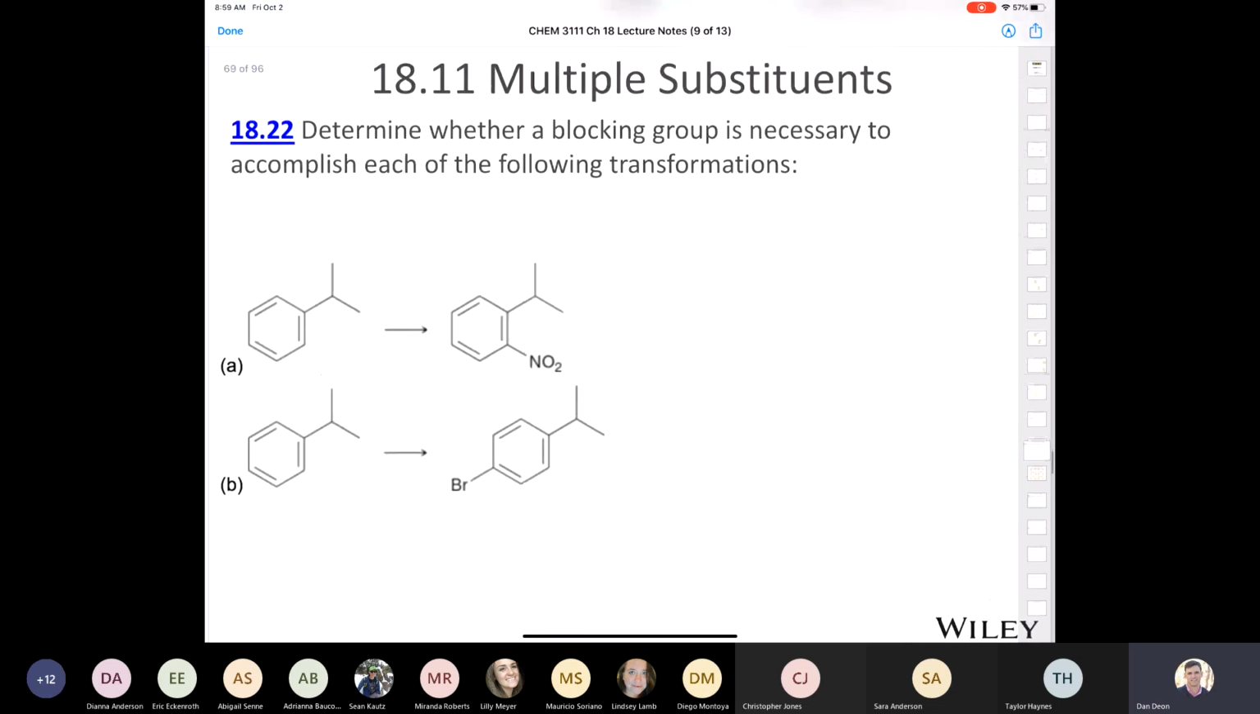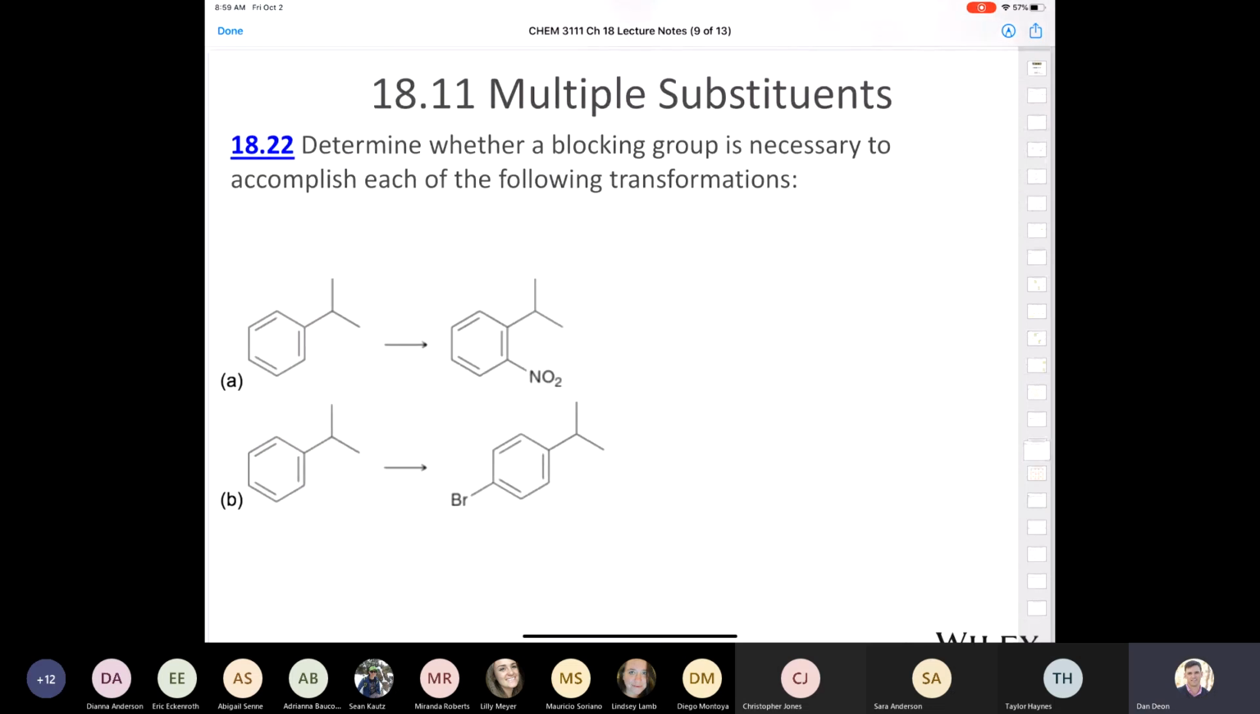Okay, let's try some blocking group chemistry. It says determine whether a blocking group is necessary to accomplish each of the following transformations. We're taking this molecule, isopropyl benzene, which I keep telling you is called cumene. If you want to put a nitro group ortho to that, do you think we're going to need a blocking group here? Yay or nay? Who says yes? Who says no? Does anybody have an inclination? Would we need a blocking group here? Yeah, Mauricio says yes. A bunch of people are saying yes.